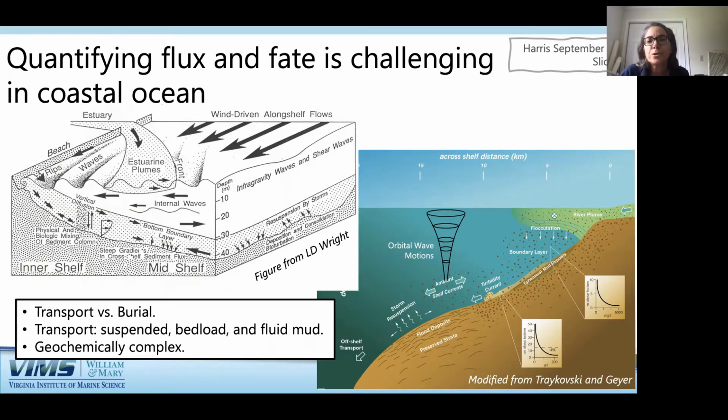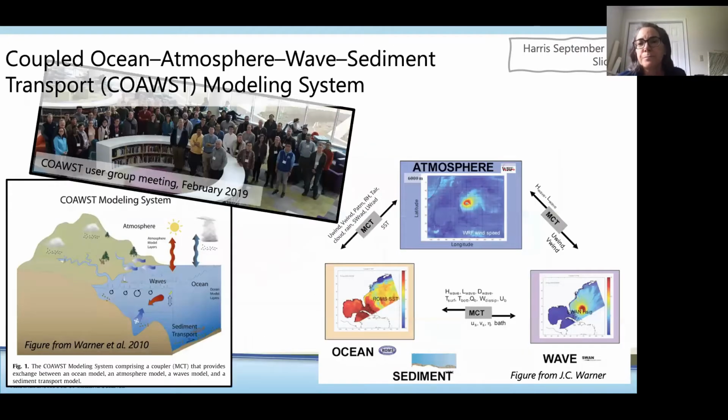So towards that goal of developing these numerical models for sediment transport, in the most recent 10 years, I've done most of my work within the coupled ocean atmosphere wave sediment transport system. We call that COAST. And I've liked working within that group because it allows me to focus on the sediment transport in the coastal ocean, while some colleagues are working on the coupling between the ocean and the atmospheric part, and also the ocean and the waves part.